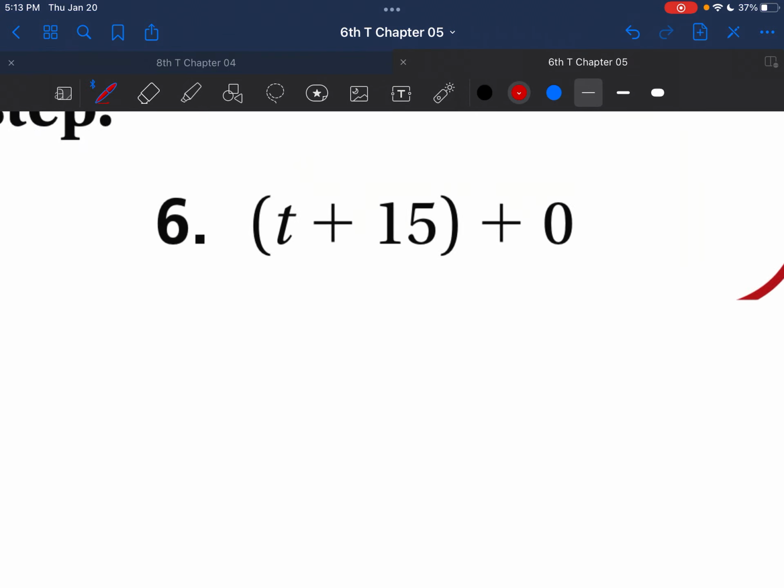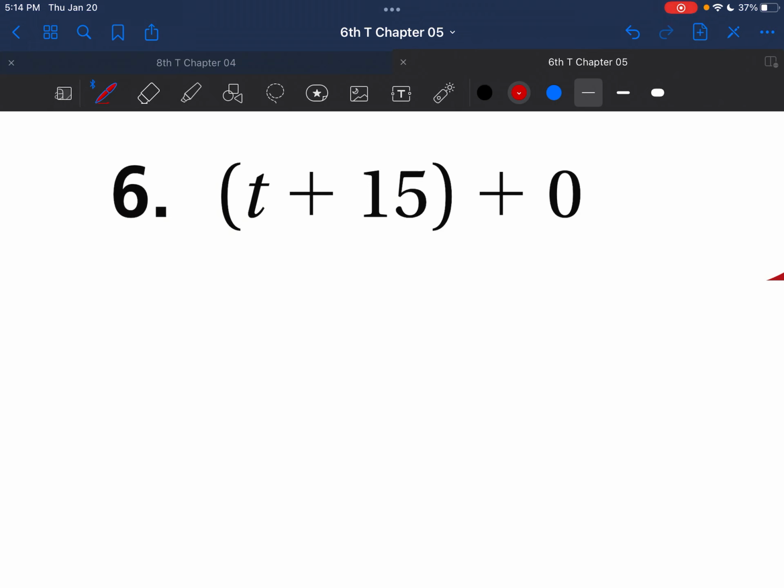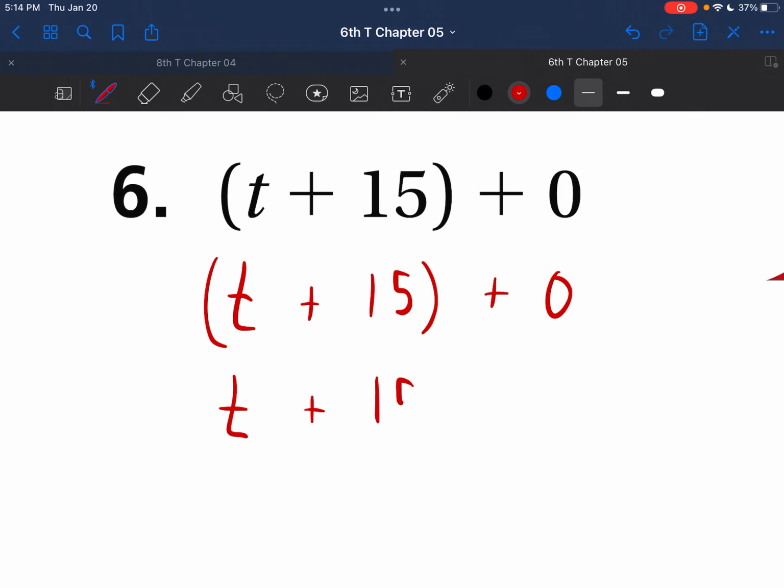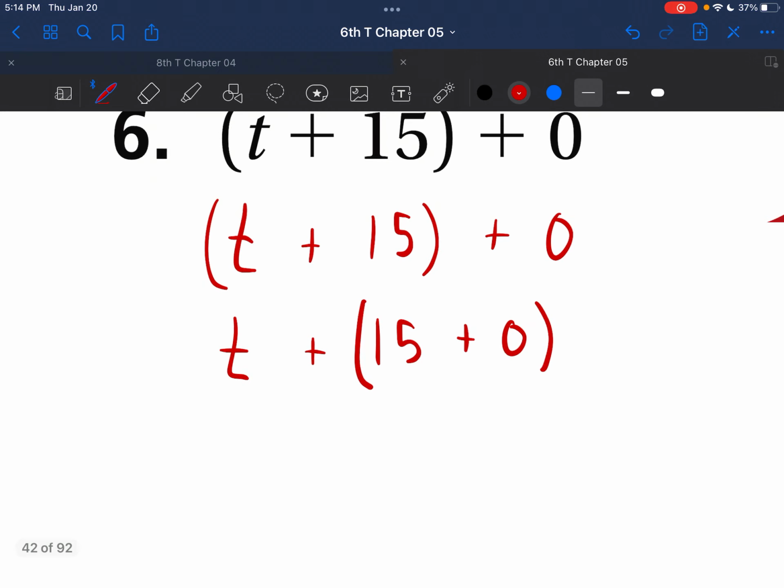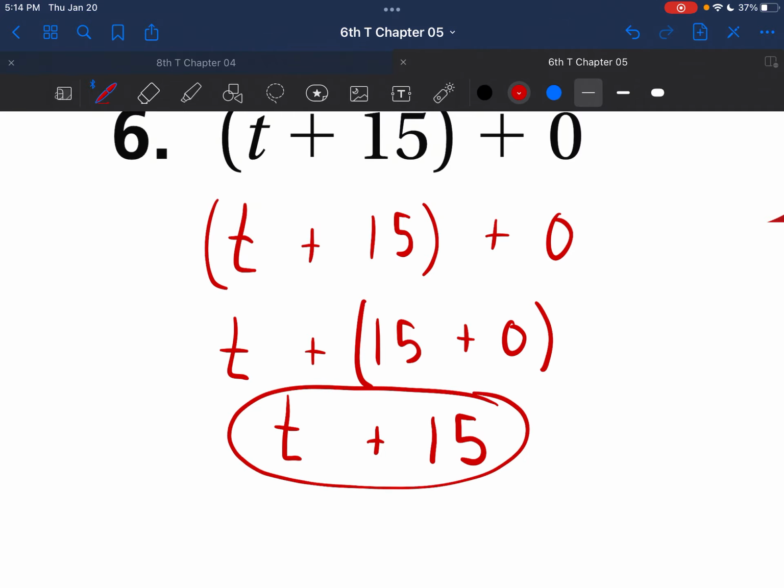Last one for the day. Let's change our grouping. Instead of t plus 15, close parentheses, plus 0, we want t plus 15 plus 0, with parentheses right here around the 15 plus 0. Can we simplify that expression? Yes, we can. 15 plus 0 is 15. Bring down your plus sign. Bring down the letter t. And there you go. Your answer for this problem is t plus 15.